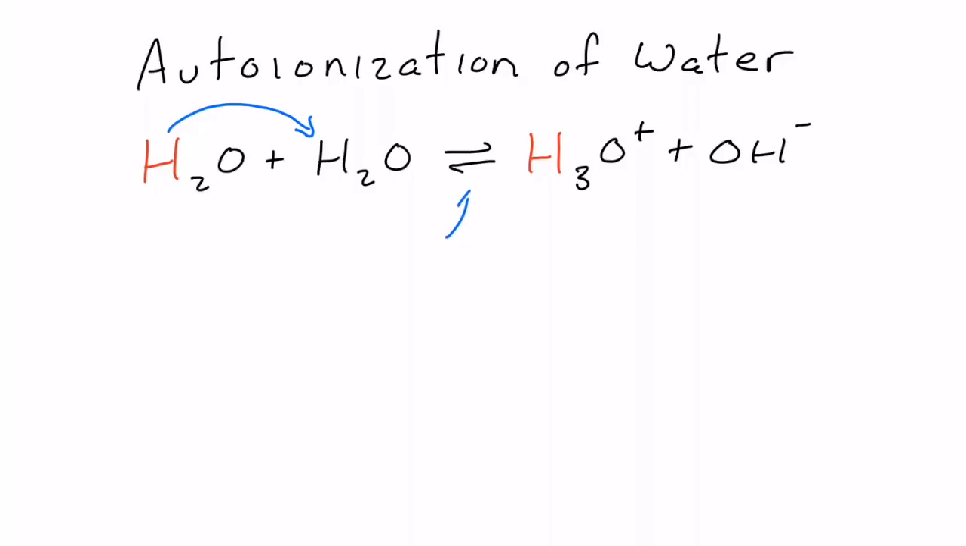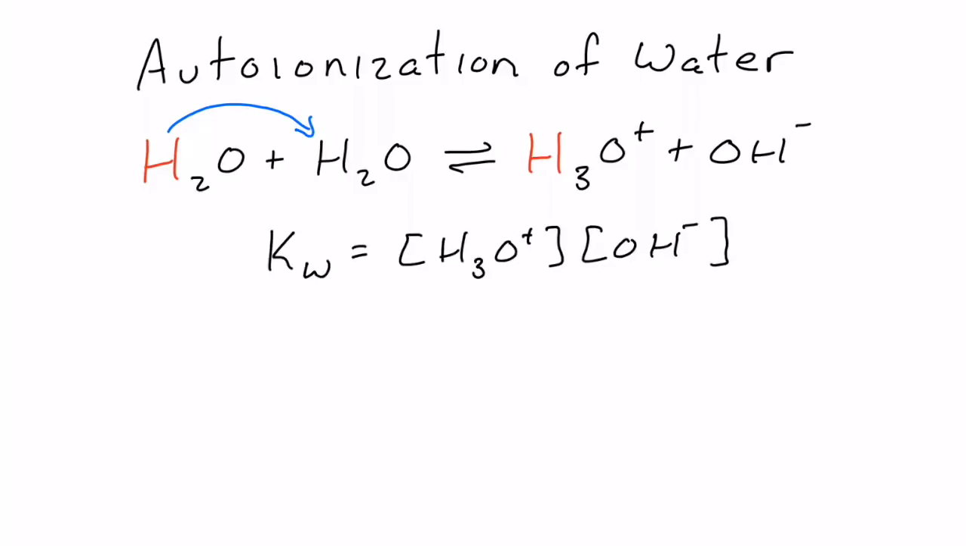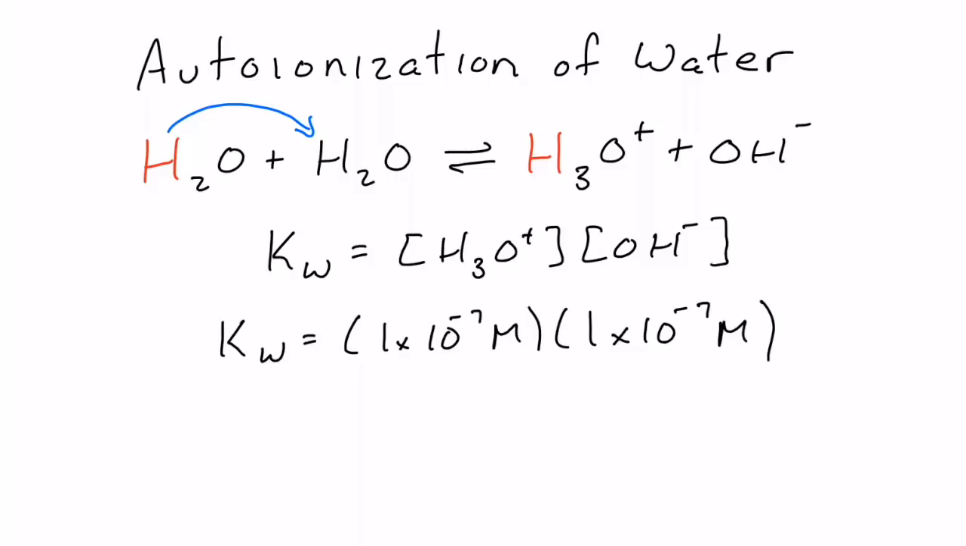Now this reaction is also an equilibrium reaction, so the equilibrium constant expression can be written like this. Kw is used to indicate that we're talking about water, and since H2O is a liquid, it's not included in the equilibrium constant expression. In pure water at 25 degrees Celsius, the concentration of H+ equals the concentration of OH-, which equals 1 × 10⁻⁷ molar. If this is subbed into the Kw expression, we find that Kw equals 1 × 10⁻¹⁴, which indicates very low concentrations of OH- and H+ at equilibrium.